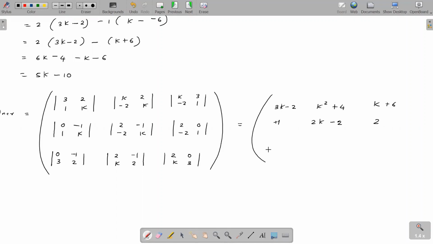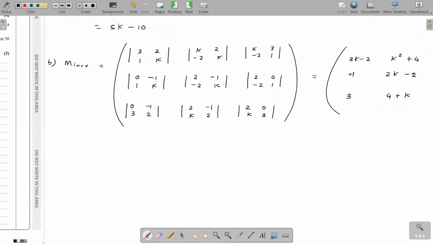Next one, 0 into 2 is 0, minus 3 into minus 1 is minus 3, along with this 3, it's plus 3. 2 times 2, 4 minus k into minus 1, that's going to be plus k. 2 times 3 is 6, k into 0 is 0. So you get this. Are you okay with it? This is the matrix of minors. Is that okay?